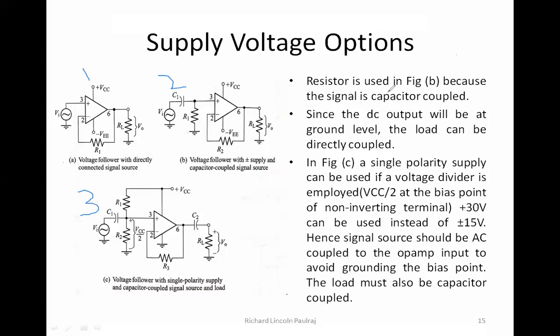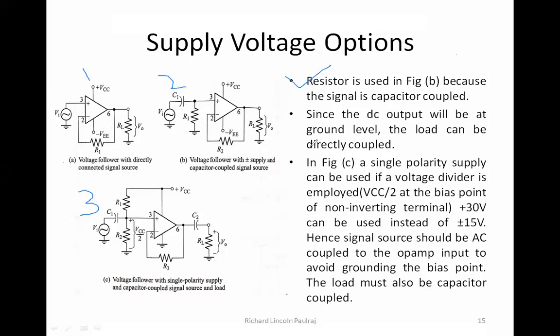A resistor is used in figure B because the signal is capacitor coupled. So you have a capacitor, and the capacitor should be associated with the resistor. Since the DC output will be at ground level, the load can be directly coupled. Since I have the resistor connected to ground, and my signal is also connected to ground, I can directly take it across my RL. So my output voltage is across load resistor RL.